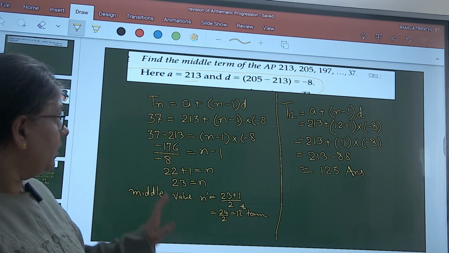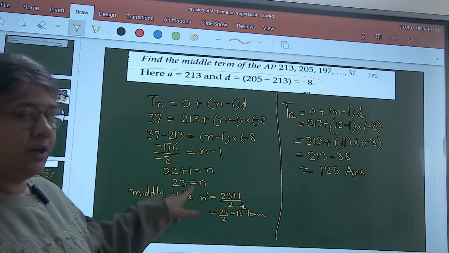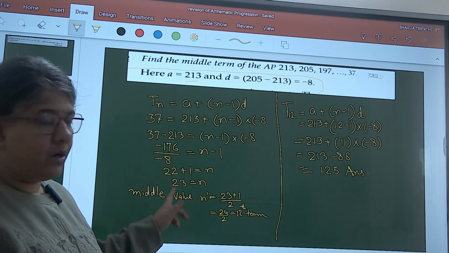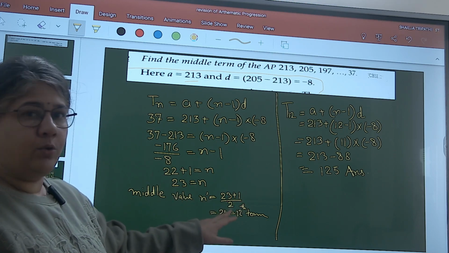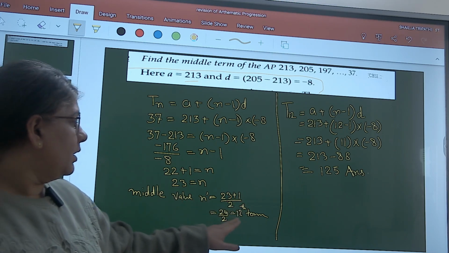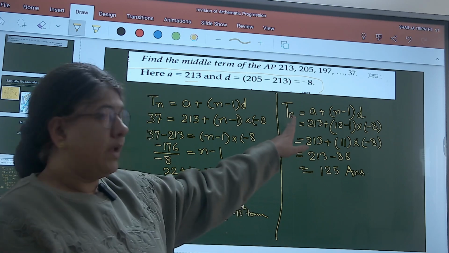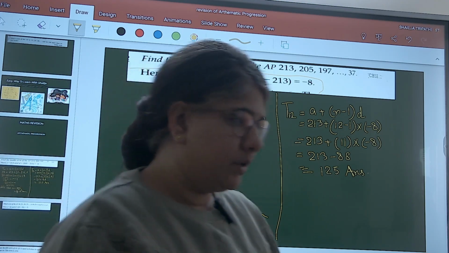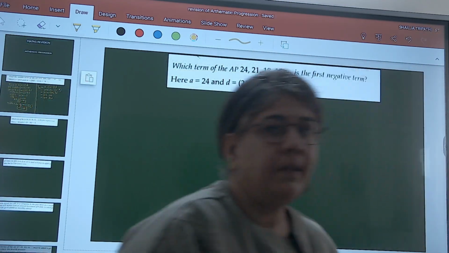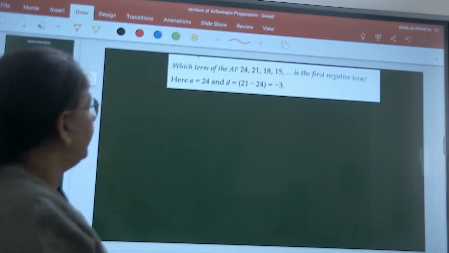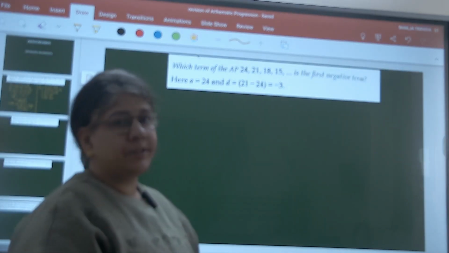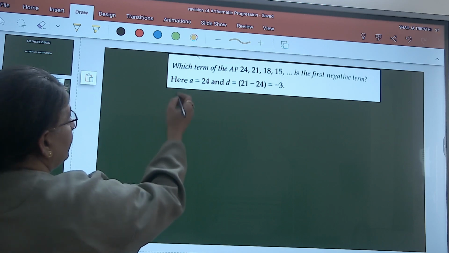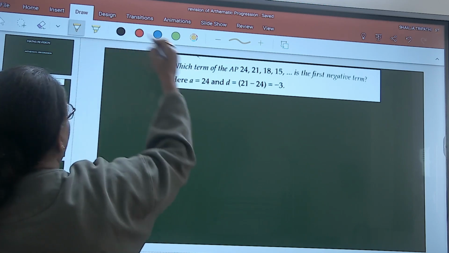So this way, first we find the total number of terms. If the total number of terms is odd, then we add 1 and divide by 2 to get the middle term. And then we find the 12th term, which is the middle term of the question. Now let's see the next question. In this question, it is asked which term of the AP is the first negative term. So for such a question, again, this is not part of the question.